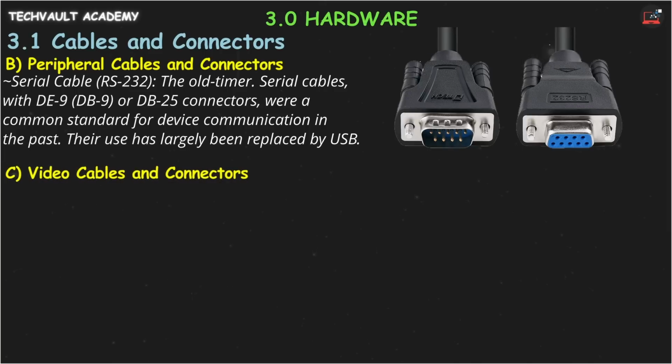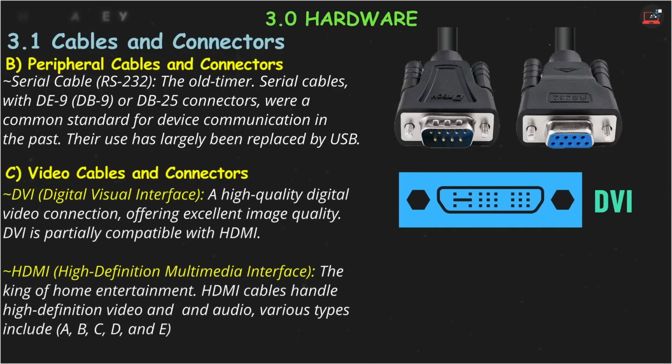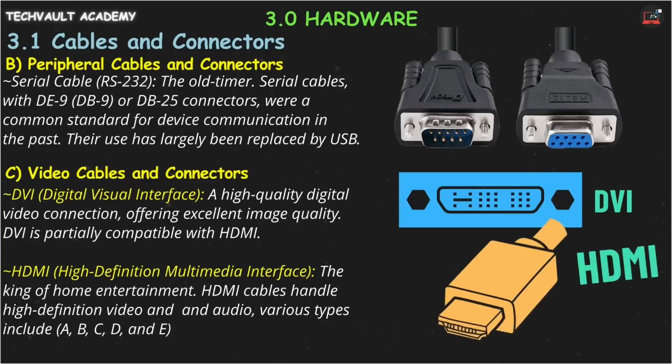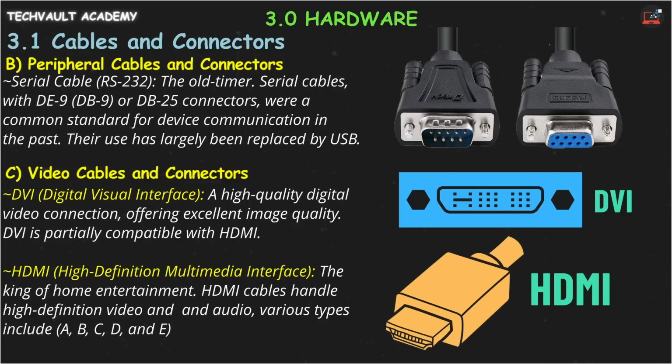3. Video cables and connectors, bringing graphics to life. DVI, digital visual interface, a high-quality digital video connection offering excellent image quality. DVI is partially compatible with HDMI. HDMI, high-definition multimedia interface, the king of home entertainment. HDMI cables handle high-definition video and audio. Various types include A, B, C, D, and E.